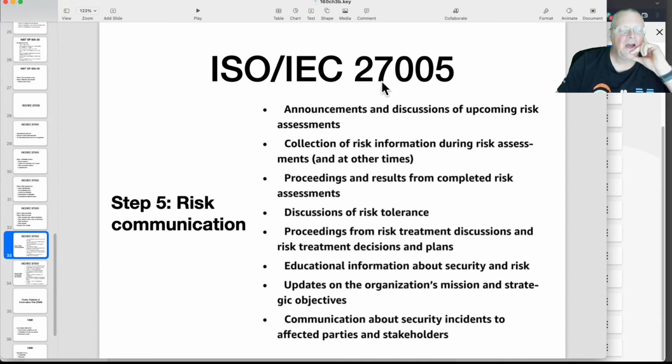All right, so to communicate it, you got announcements of upcoming assessments, information you collected, results of the previous ones, discussions of risk tolerance, educational information, updates on your mission objectives, and so on, and communication about security incidents. This is a really important one. If you do have a security incident, like some kind of breach, and then it gets in the paper, you're going to have to communicate effectively. You're going to have to communicate to your customers, to your suppliers, to the agencies overseeing you, and you have to tell people what they need to know.